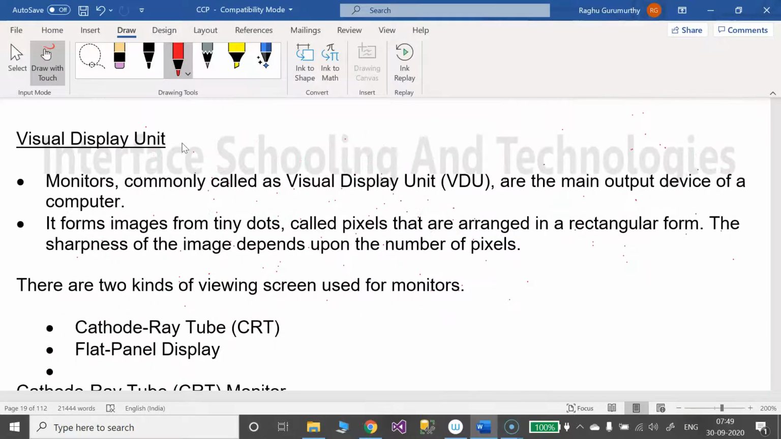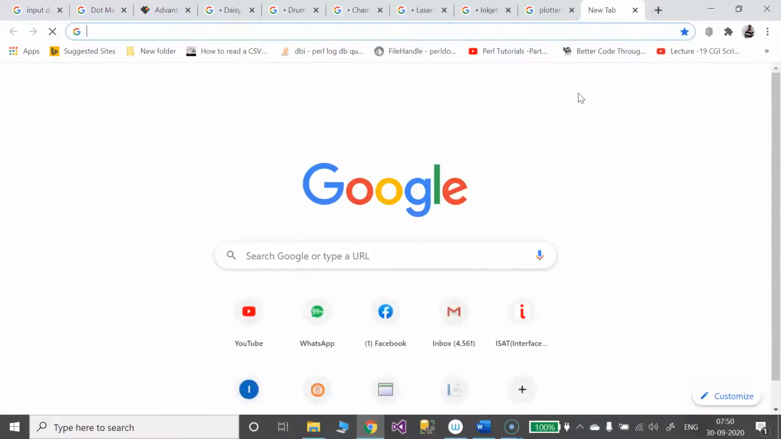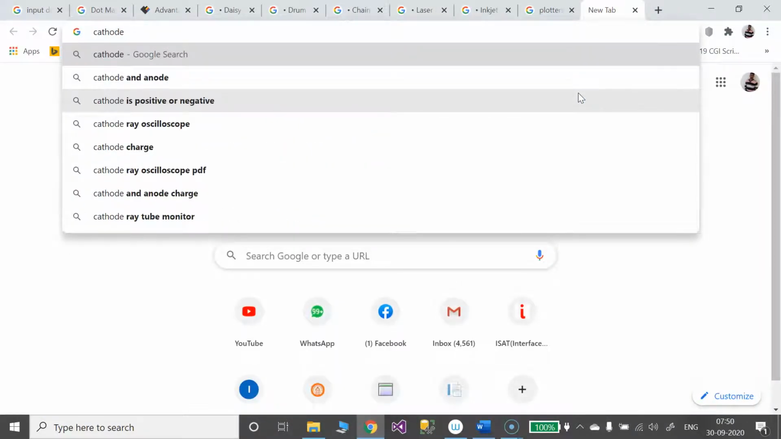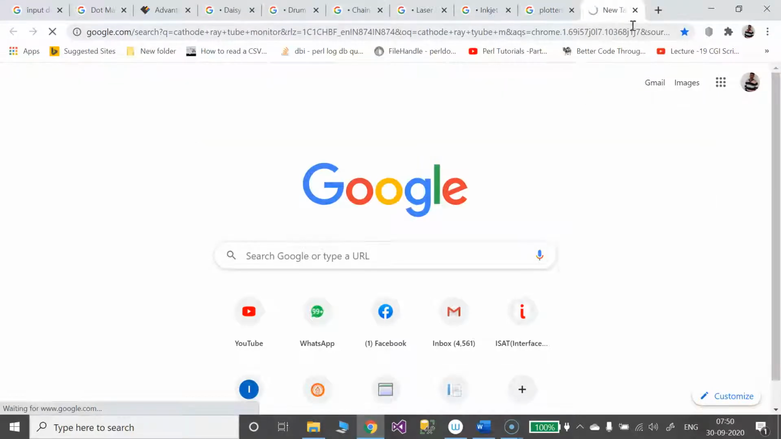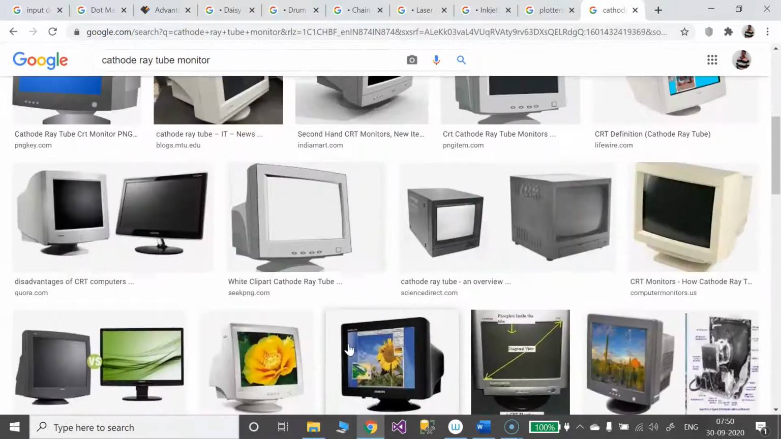Next, visual display unit, what we studied regarding monitors. Monitors are classified into two types: one is cathode ray tube, another one is flat panel display. Earlier we used to go for cathode ray tube monitors. Look here, these are cathode ray tubes. That's why the monitor is bulky.